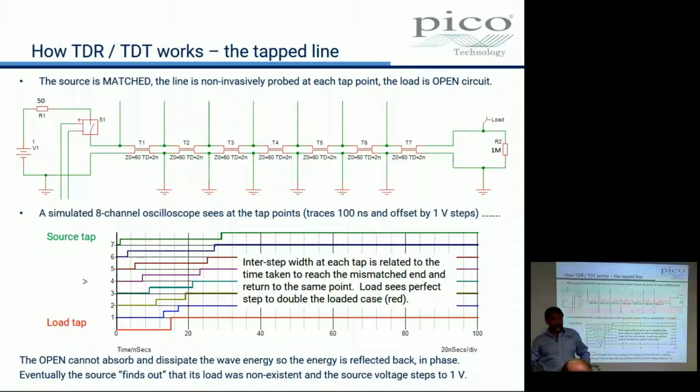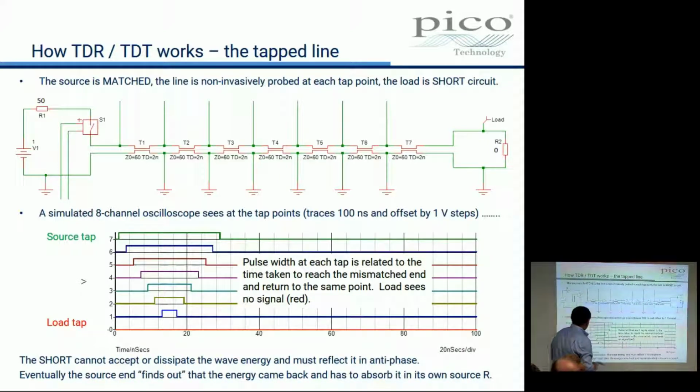Let's see what happens when we put the, whoops. When we put a short circuit on the end, this is what happens. Half a volt, half a volt, half a volt, all the way to the end. But at the end, the short circuit can't absorb the energy. We can't have voltage across a short circuit. So what has to happen is the edge has to go back in antiphase, and we get no volts at the short at the end. But what comes back is dink, dink, dink, a pulse.